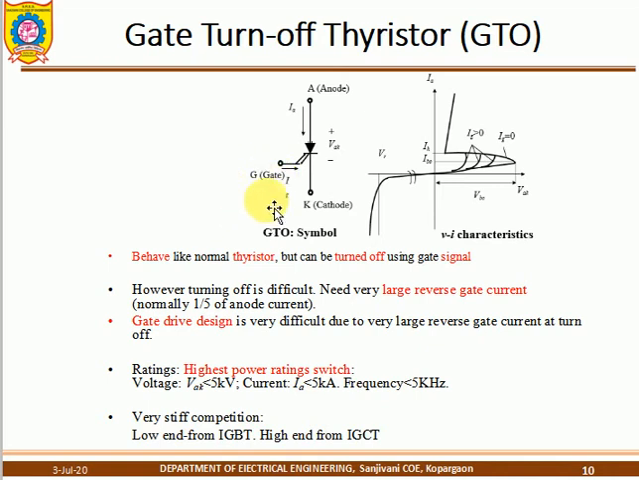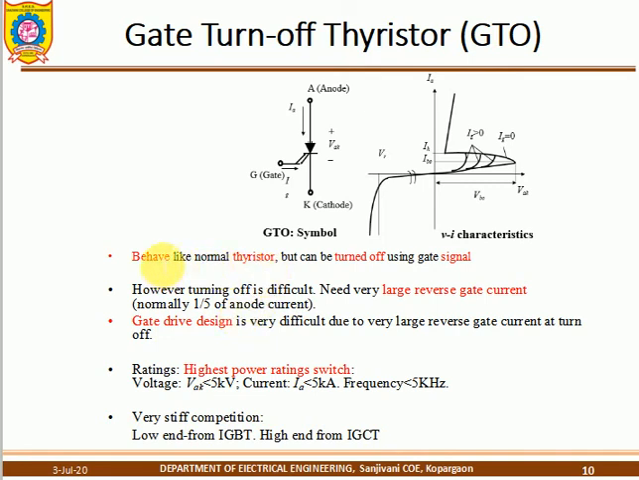So a reverse current is applied for that. A very large reverse gate current, about one-fifth of the anode current, you will apply. When you apply that reverse current, the device will turn off. But this method is not applicable on thyristors.